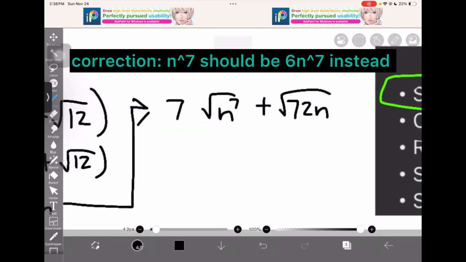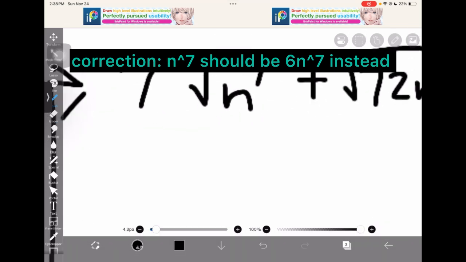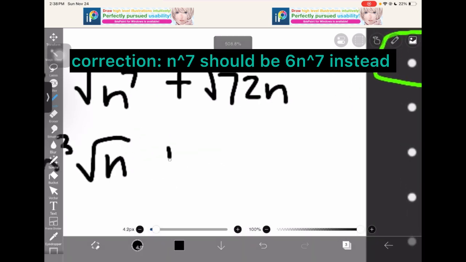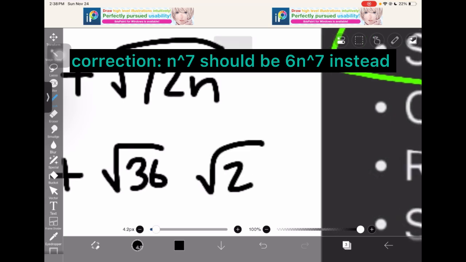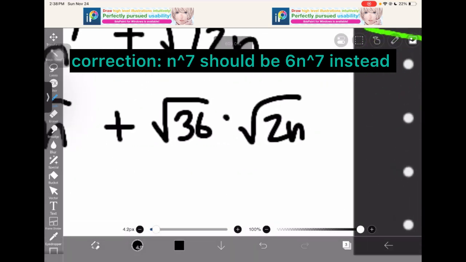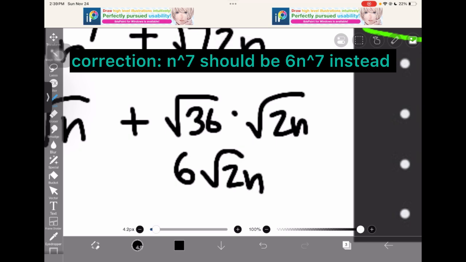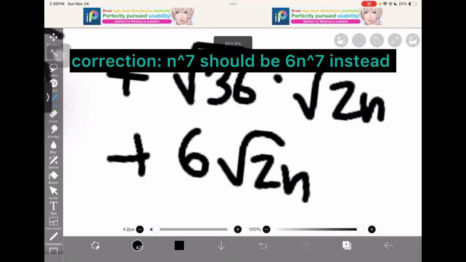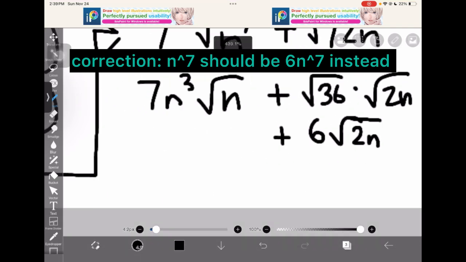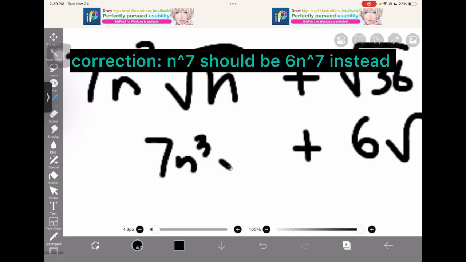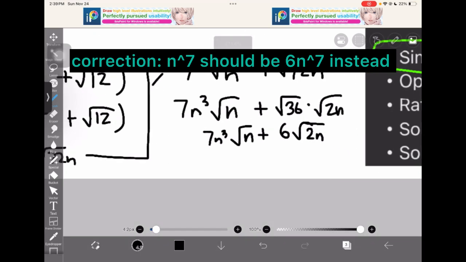Now both sides can be simplified. First, we're going to divide 7 by 2. That is 3 remainder 1. So 7 n raised to 3. And then keep the n inside. And then this one can be expressed as 36 and 2n. Or just 6 square root of 2n. Kind of looks like a Z. Hold on. There we go. And I believe that is the correct answer. Yep. So this is the correct answer.